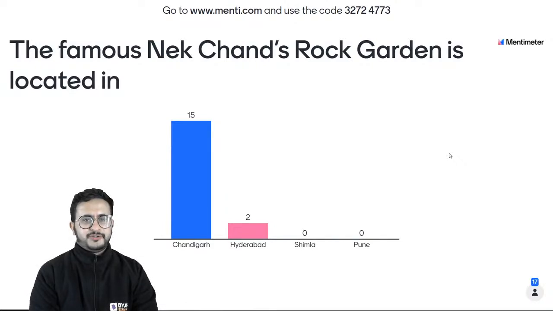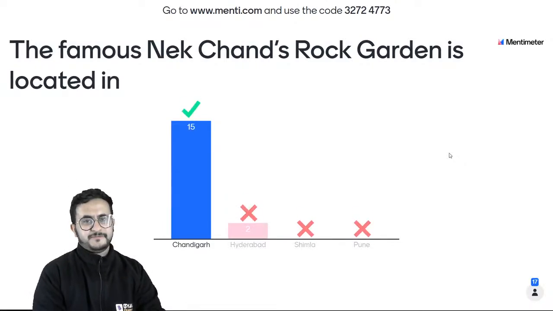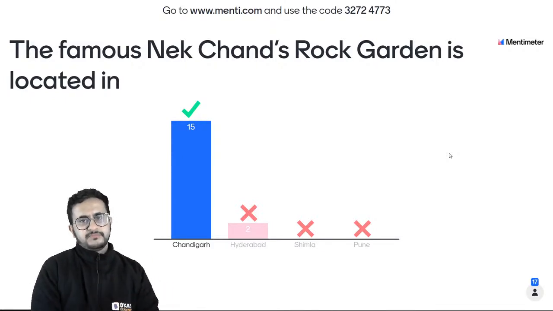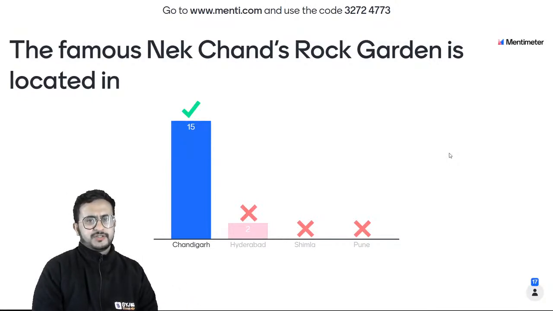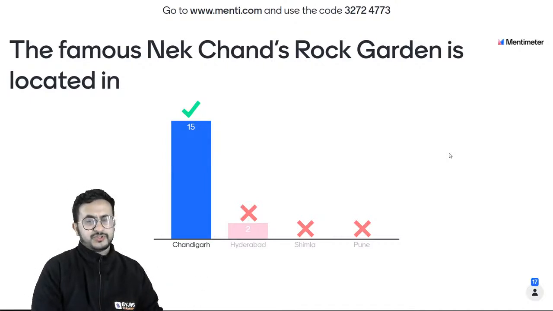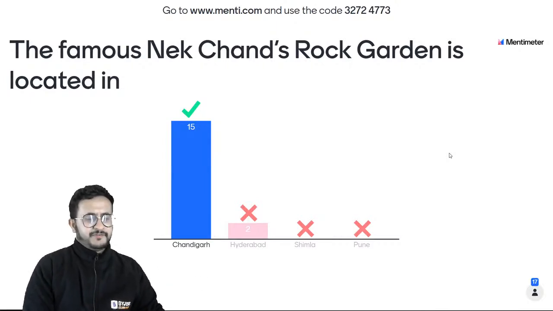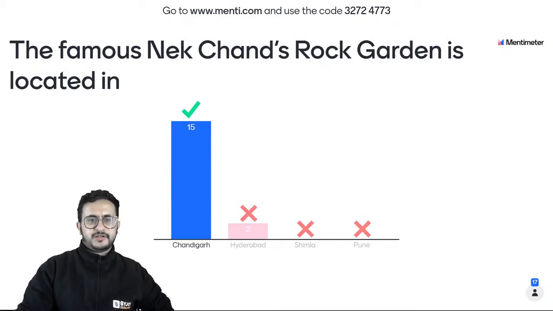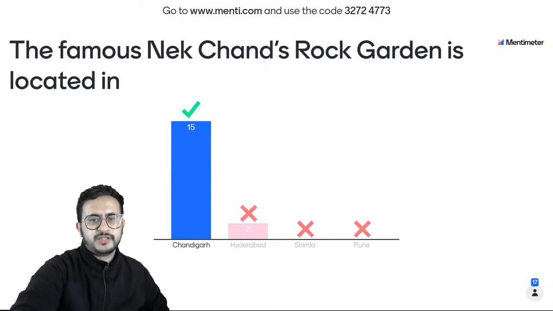Chand's Rock Garden. Okay, yes, the right answer is Chandigarh, and I'm sure many people must have been to this place also. It is famous for the use of sculptures created in rocks and some waste material also used. So Chandigarh is famous. It's a famous place in Chandigarh. So if you visit Chandigarh, you must go to this place and see this wonderful garden.